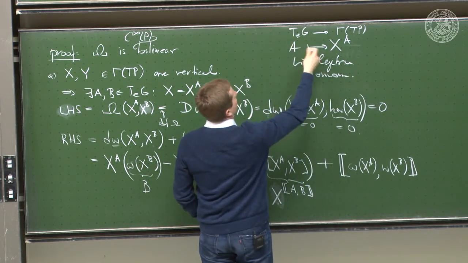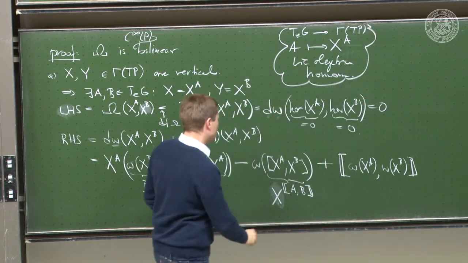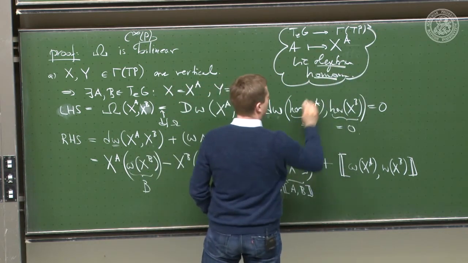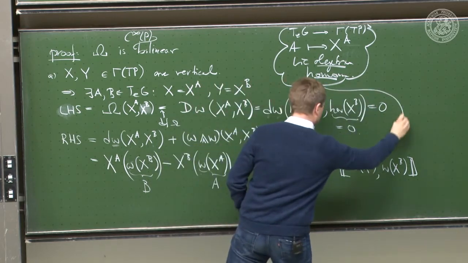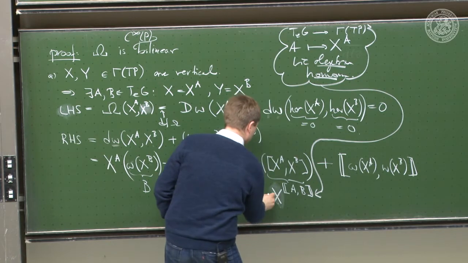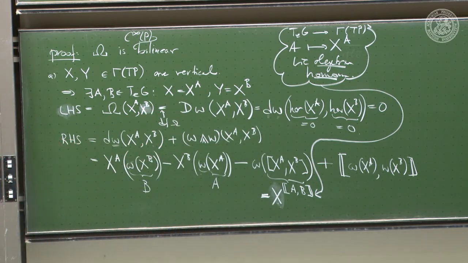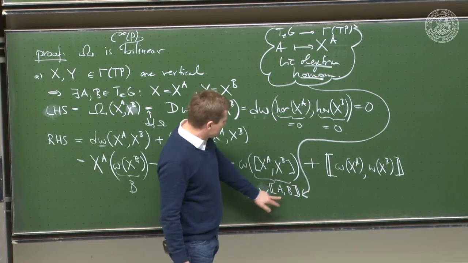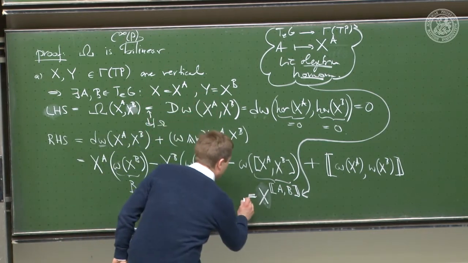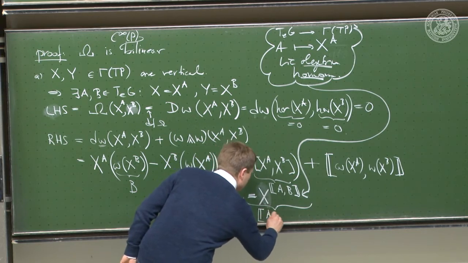Now this is this map here. Okay, so this is a Lie algebra homomorphism. This fact plays into here, well, into this equal sign. Okay. All right. So how does that evaluate? Well, the omega of an X up something is again simply that bracket.